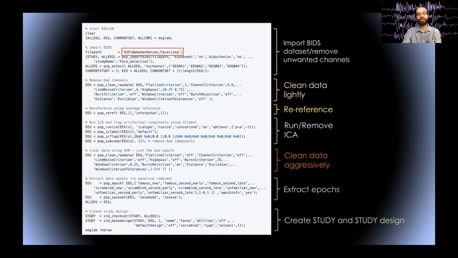So first, you import the data, so that's this line. Then you select the channels, you remove these 4 bad channels. Then we clean the data lightly. Then we reference, we run ICA, we run IC label, we label these artifacts, we subtract them, we clean the data more aggressively. We're using clean raw data. We extract the epoch and we create the study, in that case, the study design.